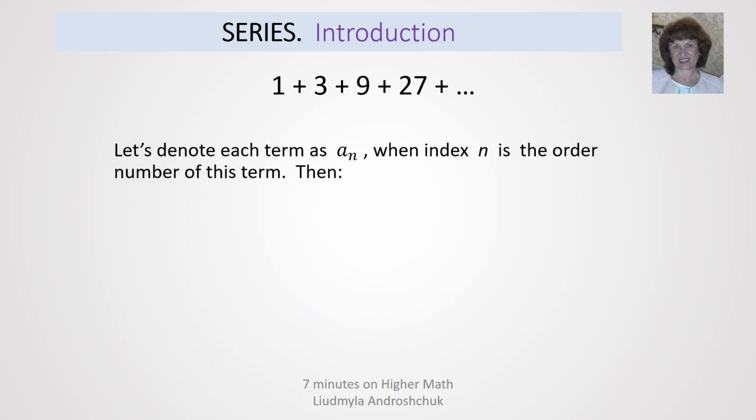Let's look at this series. Now we know that it's a series, and it's convenient to denote each term as a with index n. So the first term, a sub 1, equals 1. The second, a sub 2, equals 3. Then a sub 3 equals 9. And the fourth, 27.